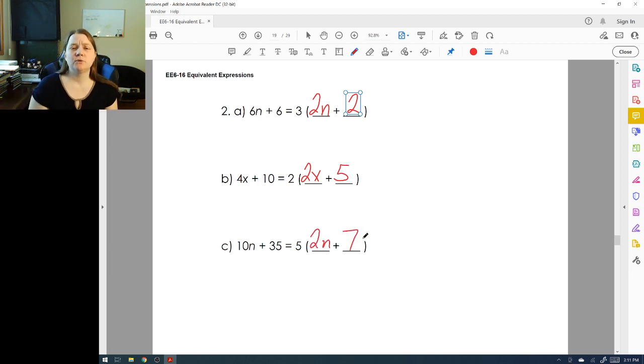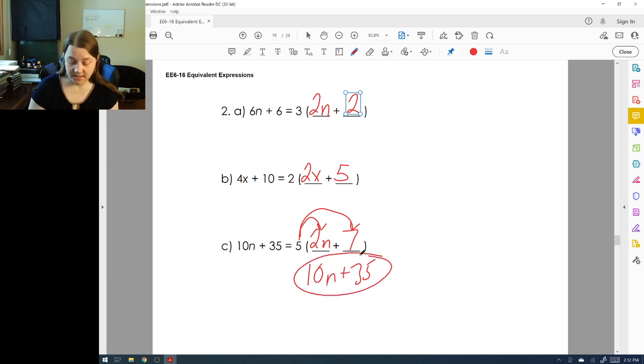And if you're not sure why this is happening, redo the distributive property. 5 times 2n is 10n. 5 times 7 is 35. You can see I get back to the original expression.